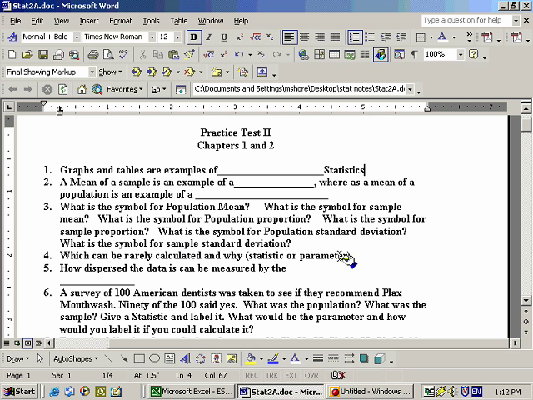Which can rarely be calculated? A parameter, because you'd have to sample the entire population to calculate a parameter, and that's rarely done. How dispersed the data is can be measured by the standard deviation.